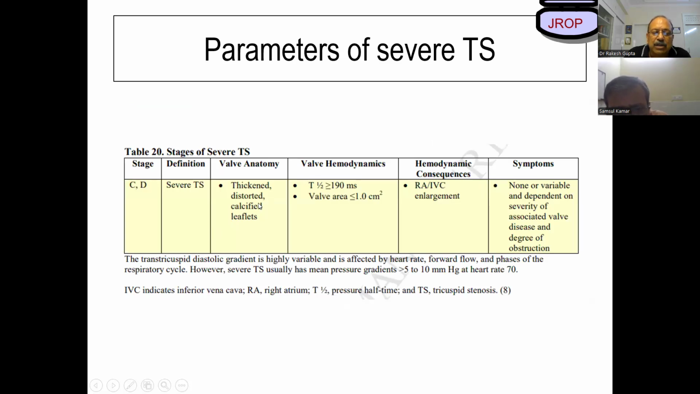Thickened, distorted, doming in diastole, valve area less than 1 centimeter. I'll tell you how to do it. Then pressure half time more than 190 milliseconds and a mean gradient of more than 5 millimeters of mercury is considered as severe tricuspid stenosis.